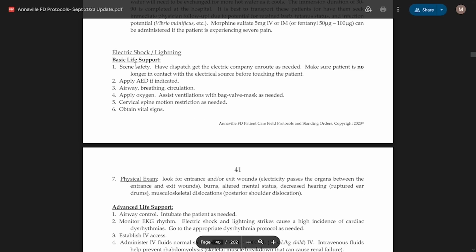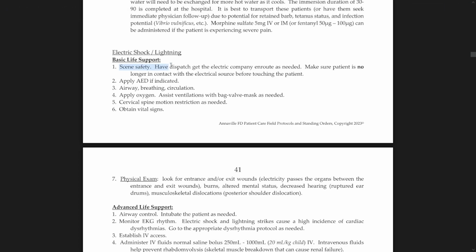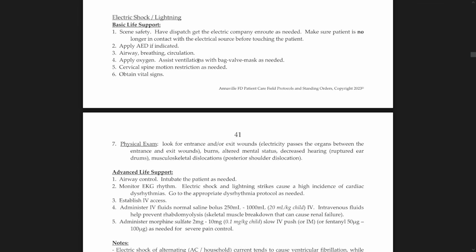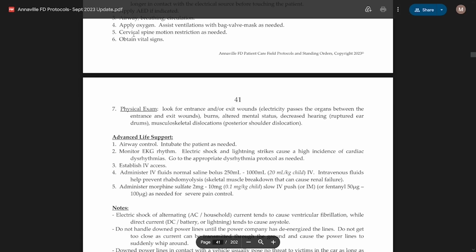For BLS, you want to establish scene safety, have dispatch get the electric company as needed, and make sure no patient is in contact with the electrical source before touching the patient. Apply an AED if indicated. Watch out for ABCs. Apply oxygen. Assist ventilations with the BVM. Consider C-spine precautions as needed. And obtain vital signs. That's a really big one, is watch out for spinal motion restriction.